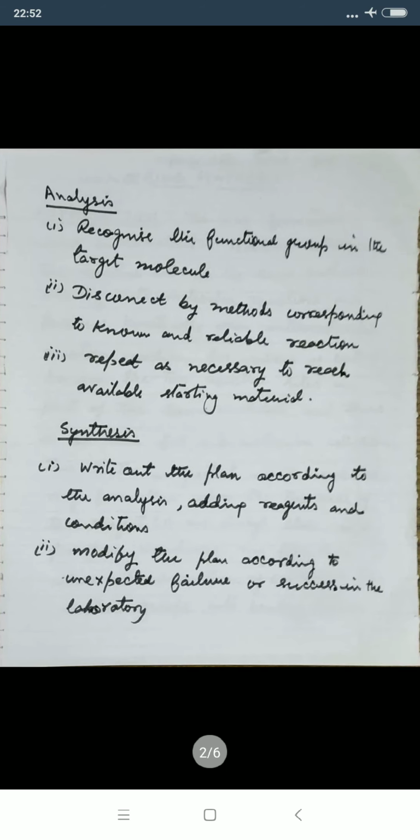Now in the introduction, I would like to introduce what is the analysis. Analysis, in the disconnection approach, we have to do retro-analysis first and then synthesis. So in the analysis, first we have to recognize the functional group in the target molecules, and the second step is disconnect by the method corresponding to known and reliable reaction. The third is repeat as necessary to reach the available starting material. Next is synthesis: write out the plan according to the analysis, adding reagent and conditions, modifying the plan according to the unexpected failure or success in the laboratory.